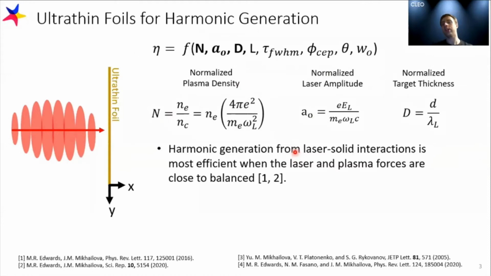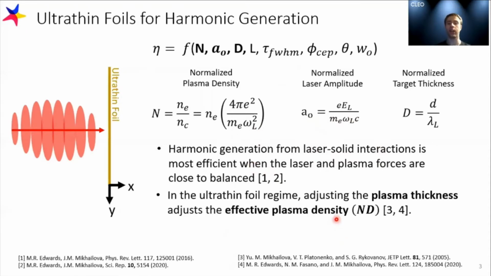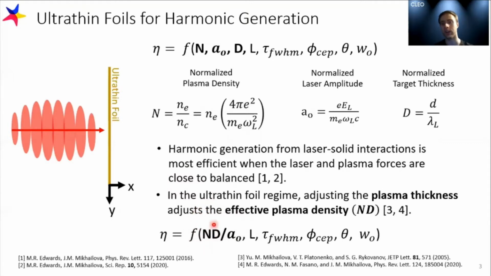Harmonic generation from plasma mirrors is most efficient when the laser and plasma forces are closely balanced, which is difficult to achieve with present-day laser intensities for most solid density materials. And so an efficient way of generating harmonics is to consider the ultra-thin foil regime, where the plasma thickness is an effective way of adjusting the plasma density. In this regime, the efficiency of the process doesn't depend on N, D, or A naught separately, but rather through the similarity parameter N times D over A naught, which is a measure of the effective charge contained within the target, normalized to the laser amplitude.